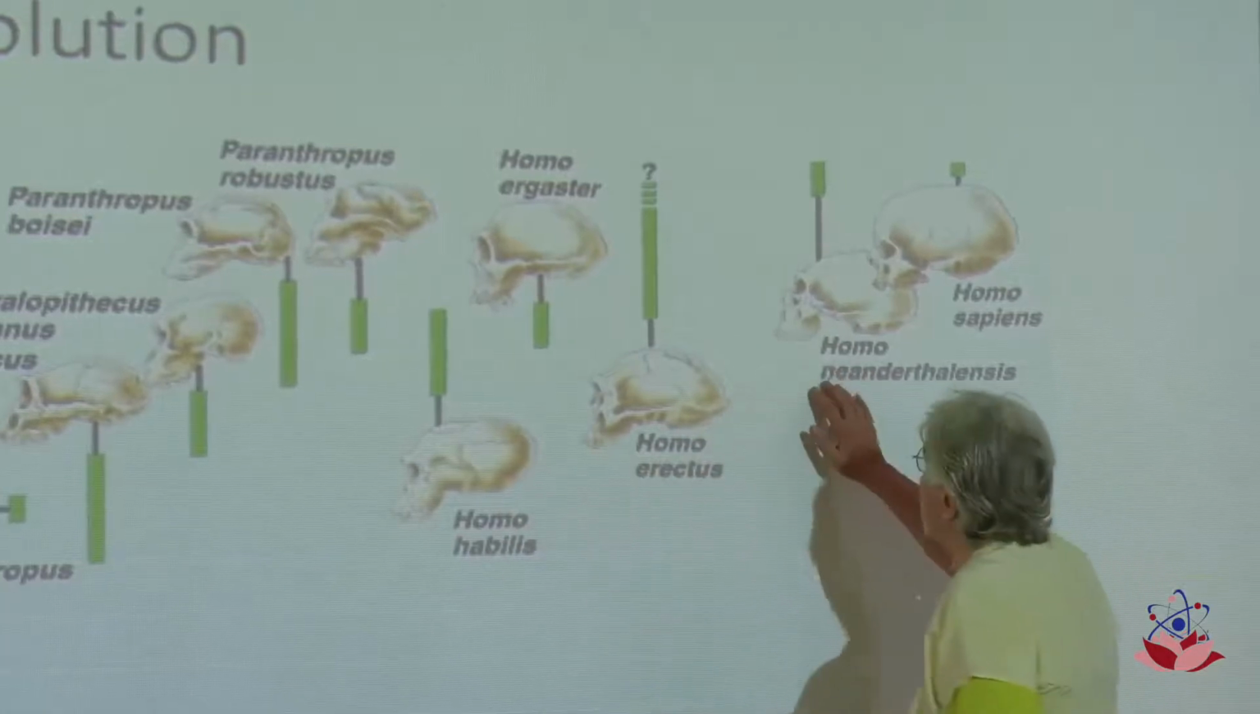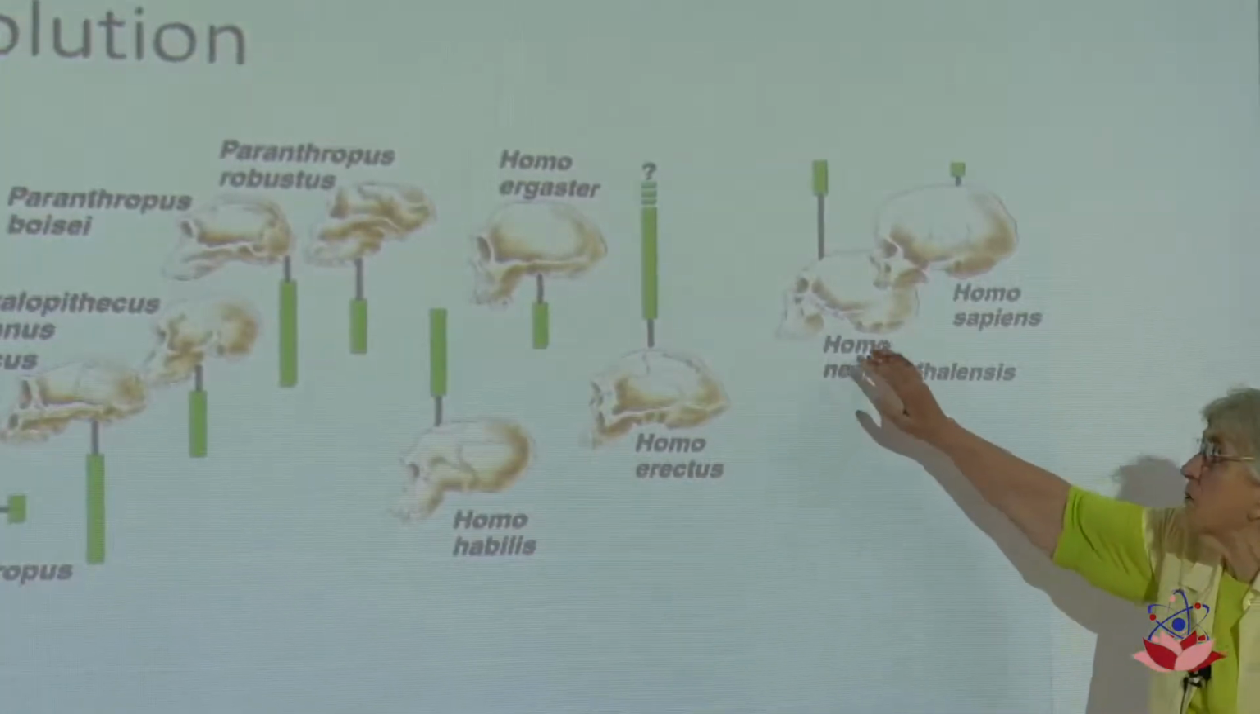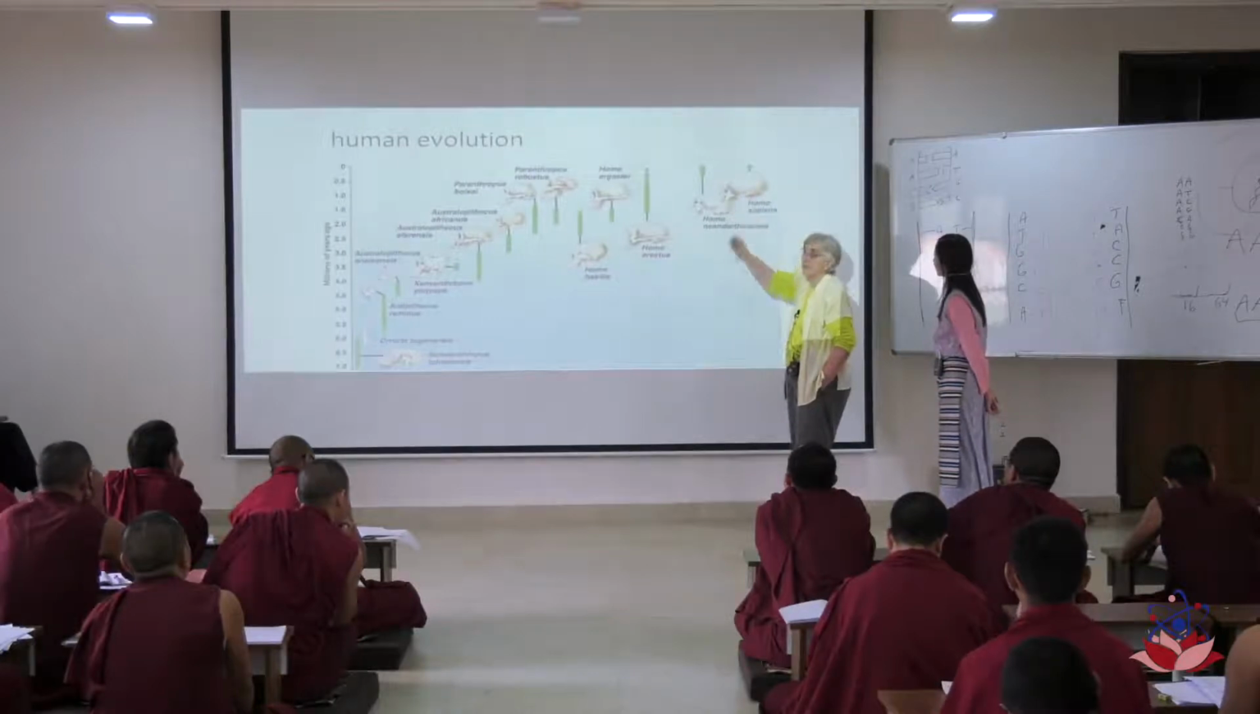This hominid, Homo neanderthalus, was in Europe way before our current species was.